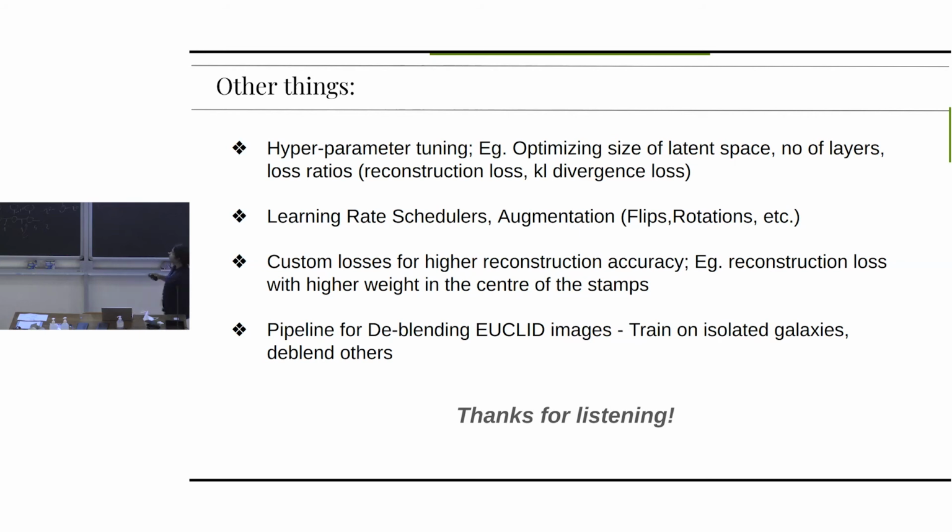And the final goal of the work is to make a pipeline for Euclid images. So once you have real data, you find which galaxies are isolated and which are blended, and then you train on the isolated galaxies, and you can deblend the others.